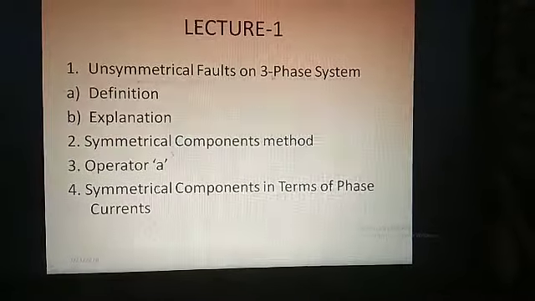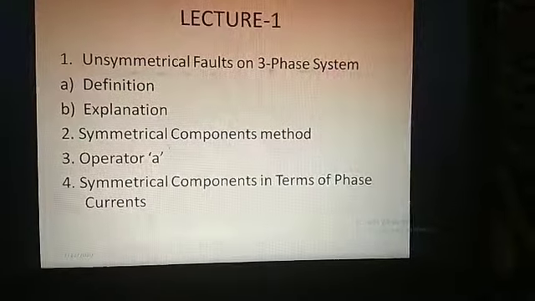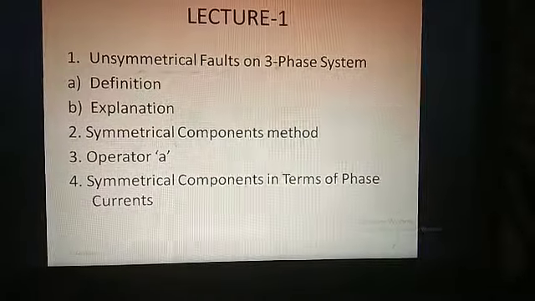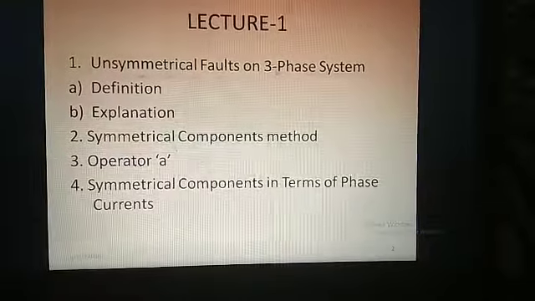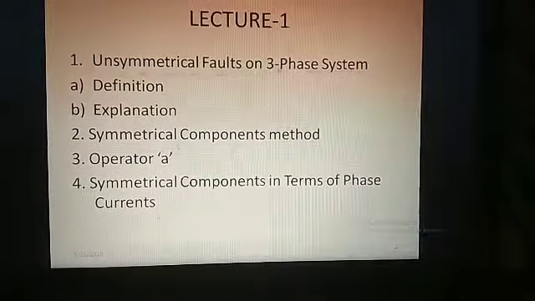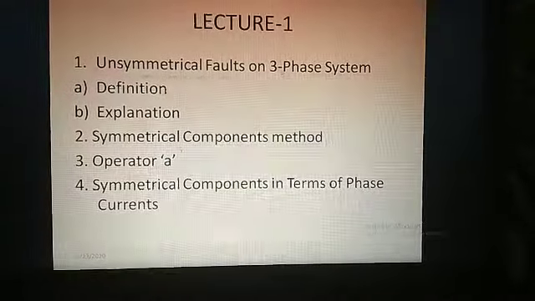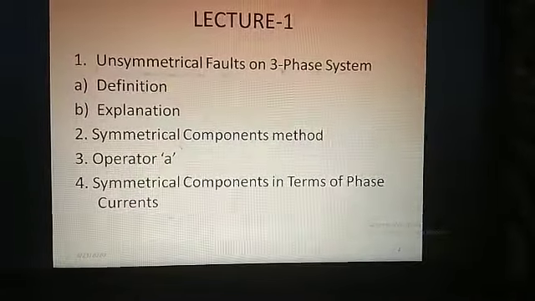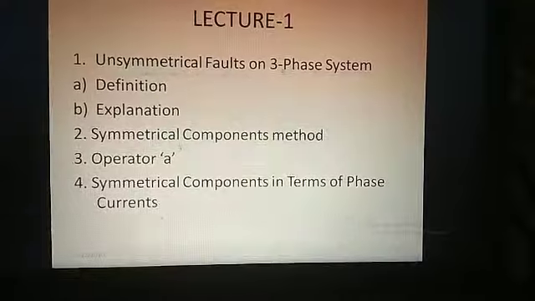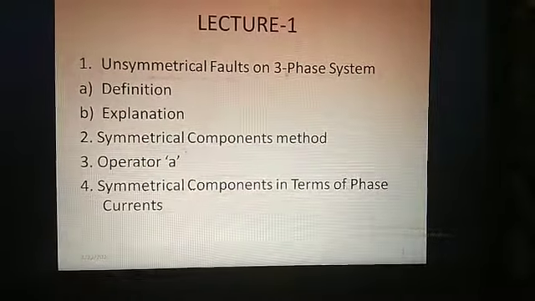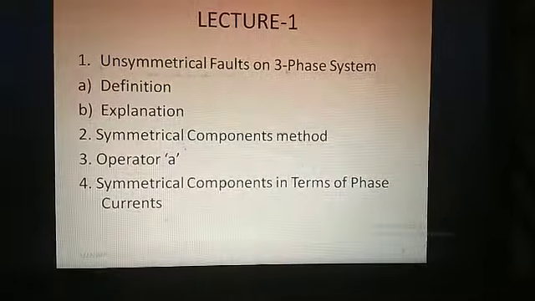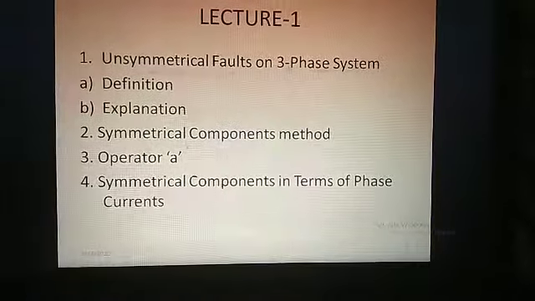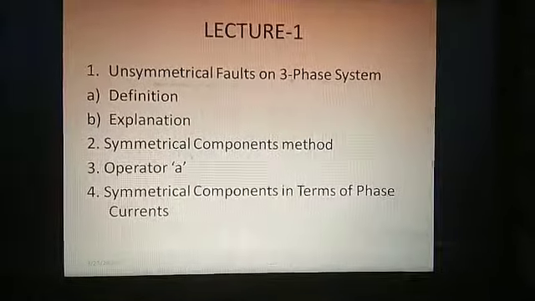In today's lecture I'm going to discuss with all of you four important topics on unsymmetrical fault calculations. The first one is unsymmetrical faults on three-phase system. We will go through the definition and explanation. The second one is the symmetrical components method and its explanation. The third and most important one is operator A. We'll try to understand what operator A is and how we can use it for unsymmetrical fault calculations. And the last topic will be symmetrical components in terms of phase currents.